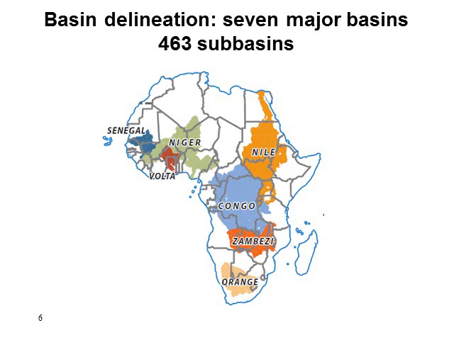So starting with basin delineation, there are a total of 7 major river basins across the continent that are included in the ECRI analysis. Nested inside of these 7 basins are 463 subbasins that were delineated using detailed topographic information. These 463 subbasins are provided in the form of GIS shapefiles on the data warehouse.